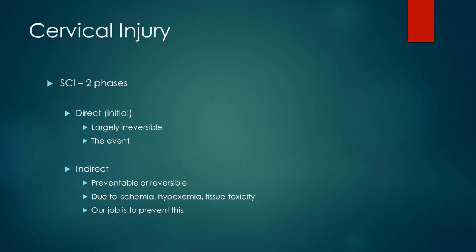Spinal cord injuries have two phases. You have your direct injury, that's initial, larger, irreversible, and starts at the event. Indirect injury is preventable or reversible. This is due to hypoxemia, ischemia, and tissue toxicity. These are the ones that are our job to prevent. These are the ones we need to identify and treat appropriately with spinal cord protocols: keeping their MAPs elevated, immobilization, and fluid management, doing all the things that we're supposed to be doing appropriately.